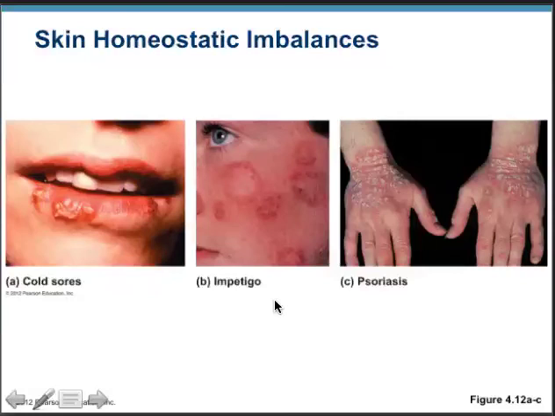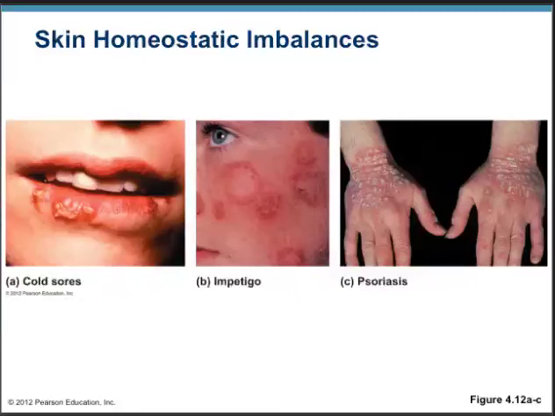Infections and allergies, of course, can cause the skin to inflame. Those are basically immune responses to irritants or to pathogens, and this can cause contact dermatitis. Examples of this are shown here, for instance, with psoriasis, an extreme example of this particular condition.